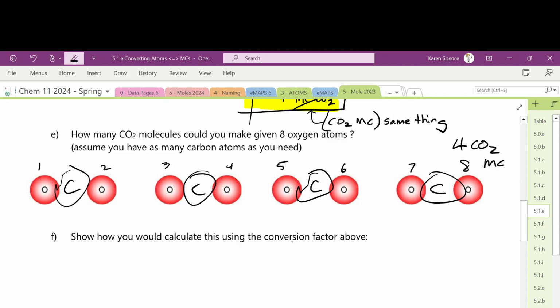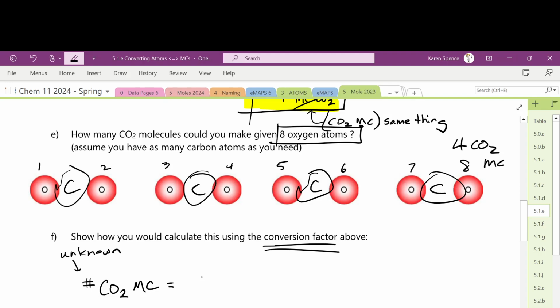How would we show this using conversion factors? We would say we want to find the number of CO2 molecules. That's our unknown. What is our initial quantity? 8 oxygen atoms. And I like to put a big space between whatever the number is and O atoms, because otherwise it looks like 80 atoms. So you'll notice I put a huge space there.